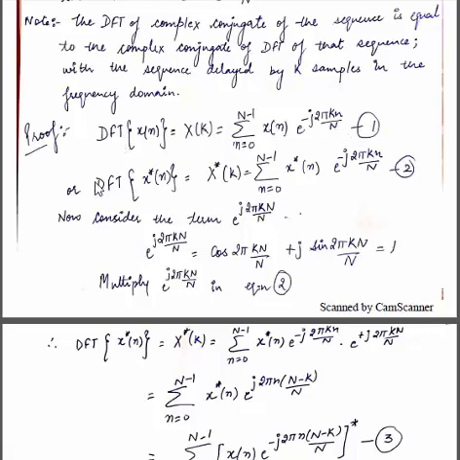Now we can also write the DFT of x conjugate n. That means DFT of x conjugate n is equal to X conjugate k, that is equal to summation n tends to 0 to N minus 1 x conjugate n e raised to power minus j 2 pi k n over N. Equation number 2. It means we have to write x conjugate n instead of x of n.